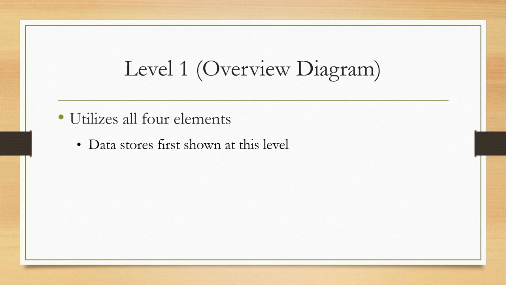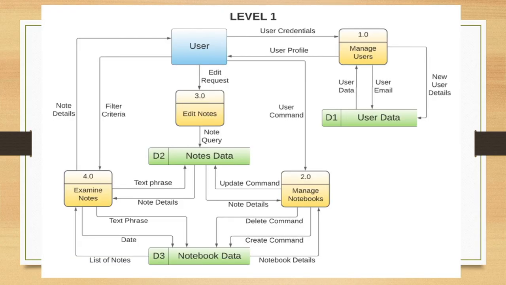Then comes level 1 or overview diagram. Level 1 is also called the overview diagram. Here all the 4 elements are utilized, that is process, data store, data flow and external entity. Data stores are first shown at this level. So, if the system has one or more data stores, those are shown at this level for the first time. If we want to draw a level 1 or overview diagram for the class note taking application, it may look something like this. Of course, there can be different designs. So, this is one possibility.